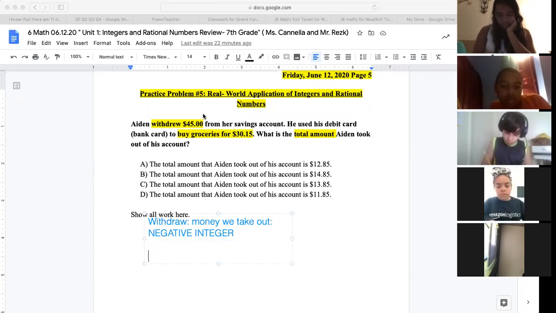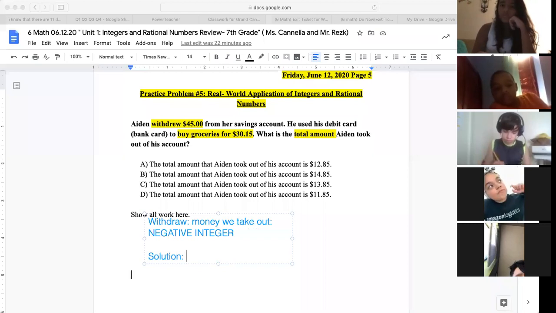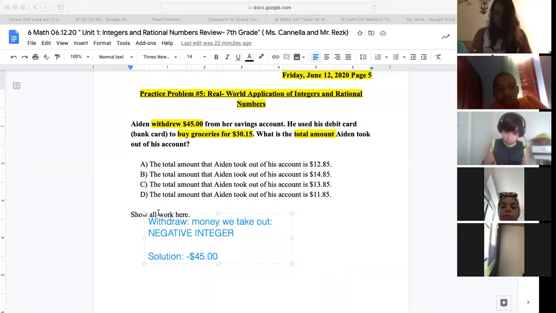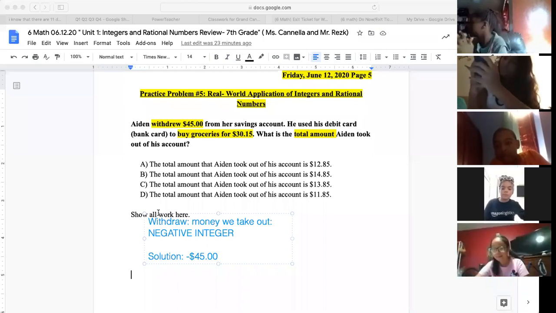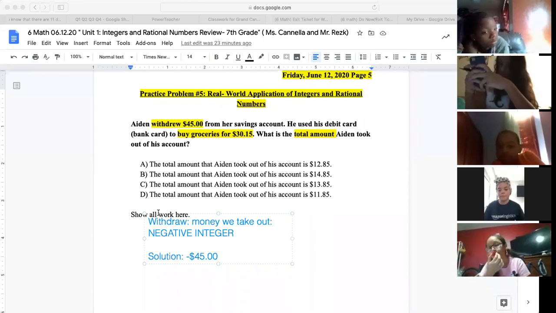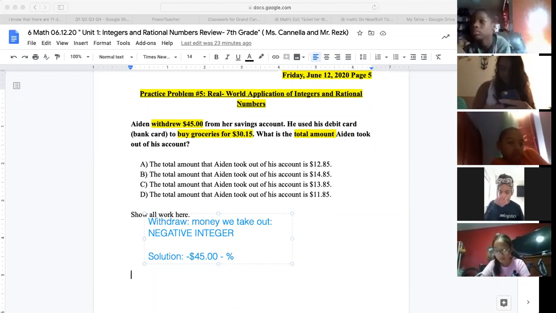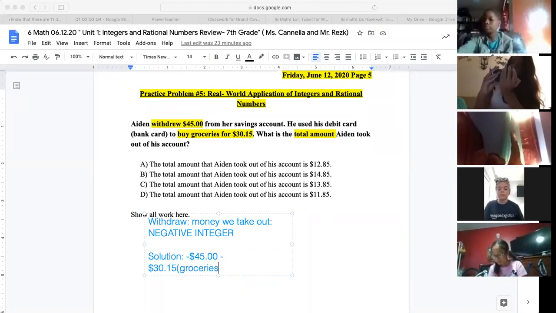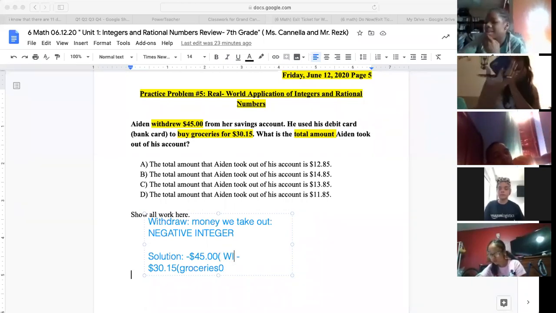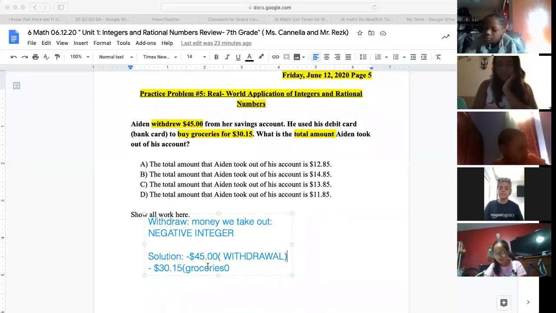So let's look at this. He withdrew $45. Is that positive or negative? Negative. Okay, so let's write that down. This is how we're going to get the solution. We're going to say negative $45. Oops. It says her, it should say his. He used his debit card or bank card to buy groceries. So if he's using his card to buy something, would that be positive or negative? Negative. Okay. Taking out money. We're taking out how much money? $30.15. This represents the groceries, and this 45 here represents the withdrawal. This is actually real world. So this is how math relates to the real world, folks.